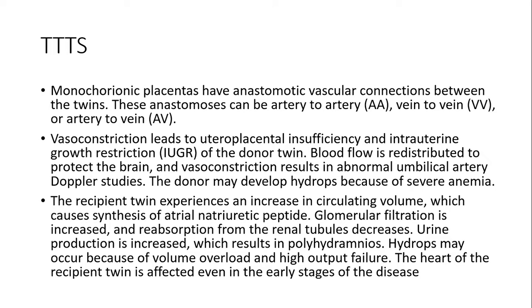Monochorionic placentas have anastomotic vascular connections between the twins. These anastomoses can be artery to artery, vein to vein, or artery to vein. Vasoconstriction leads to uteroplacental insufficiency and intrauterine growth restriction of the donor twin. Blood flow is redistributed to protect the brain, and vasoconstriction results in abnormal umbilical artery findings by the Doppler studies. The donor twin may develop hydrops because of severe anemia.